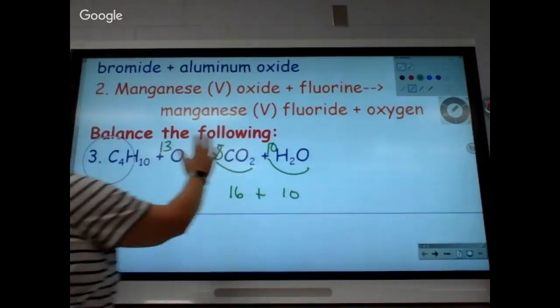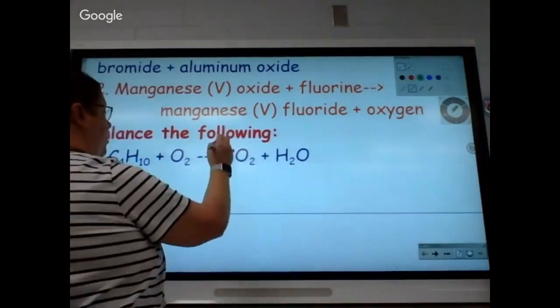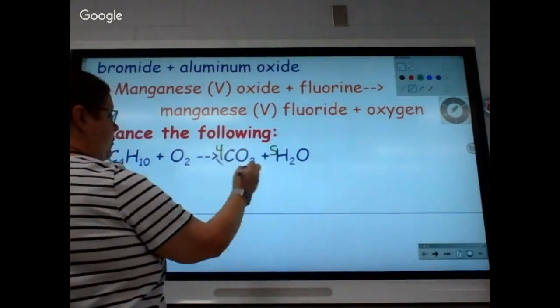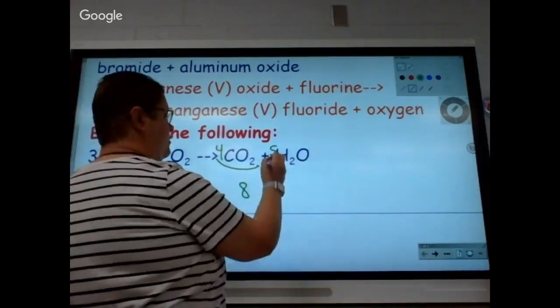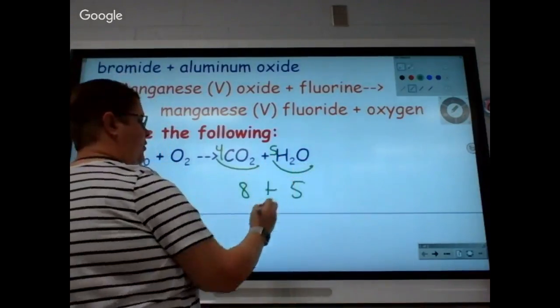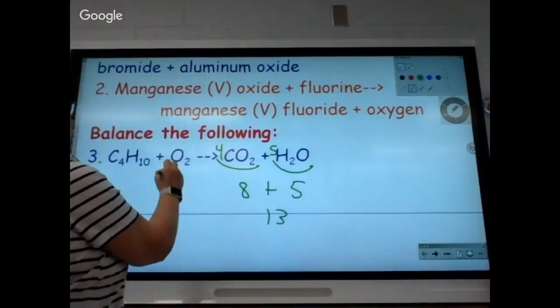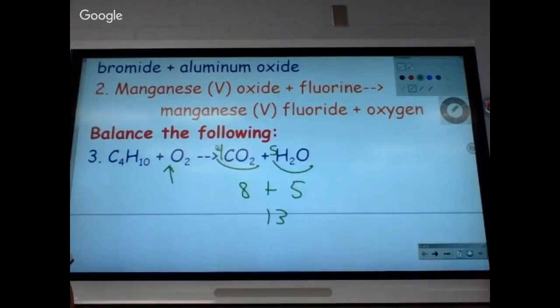So if I get rid of that, we had 4 and we had 5. So how many O's do I have there? And I have how many O's here? So we get 13. What number will multiply by 2 to give me 13? There isn't one, right? So we've got an odd number and there's no way to fix it.